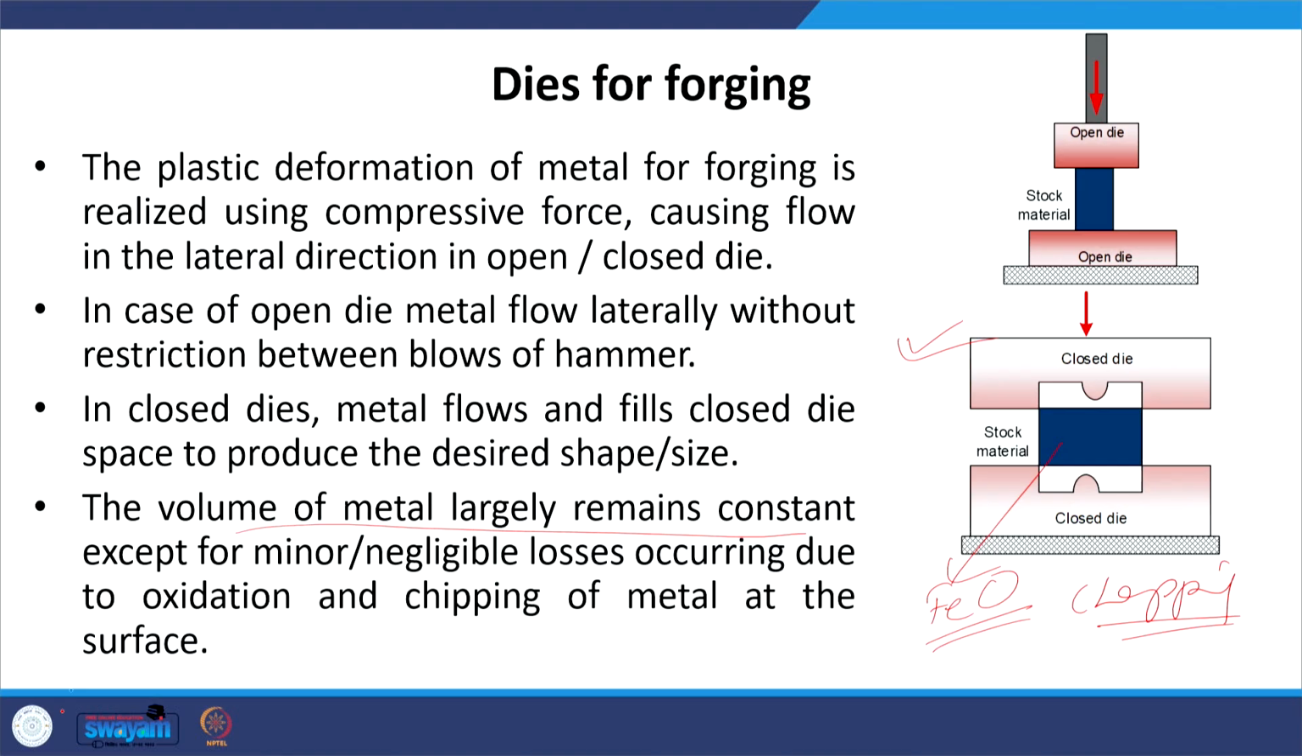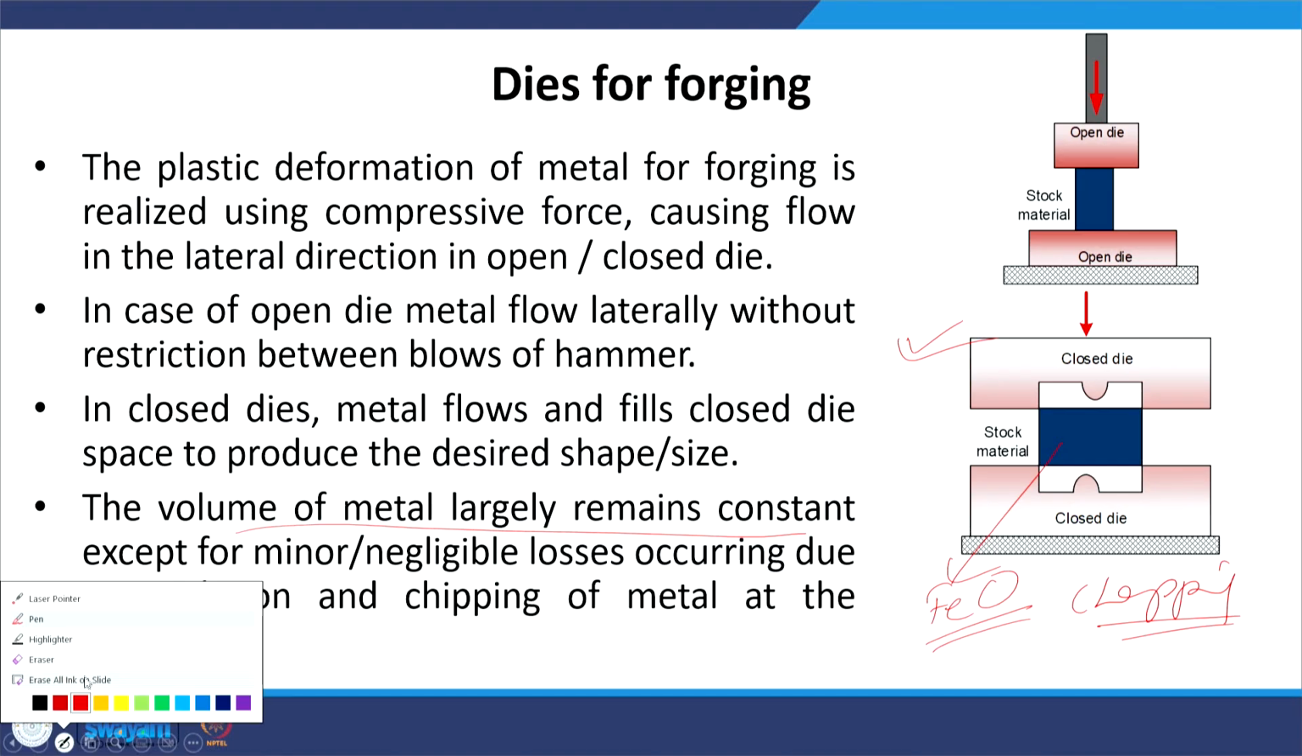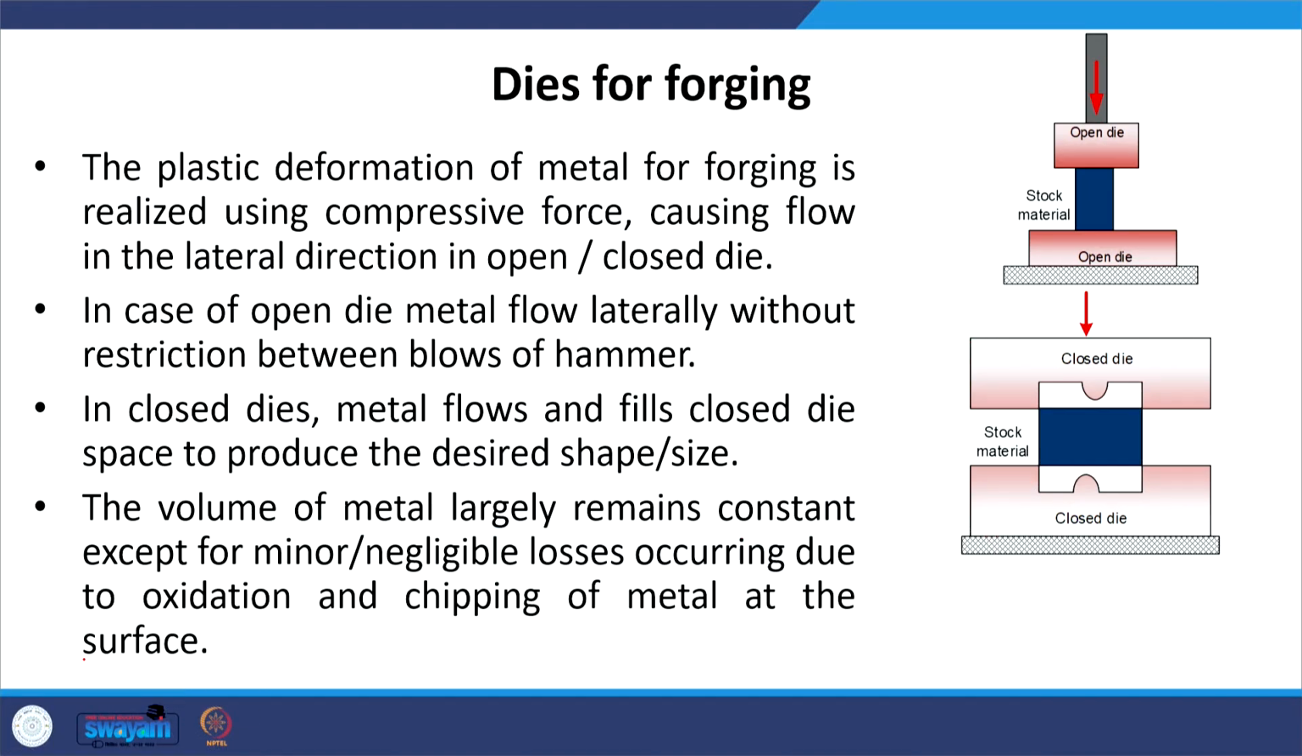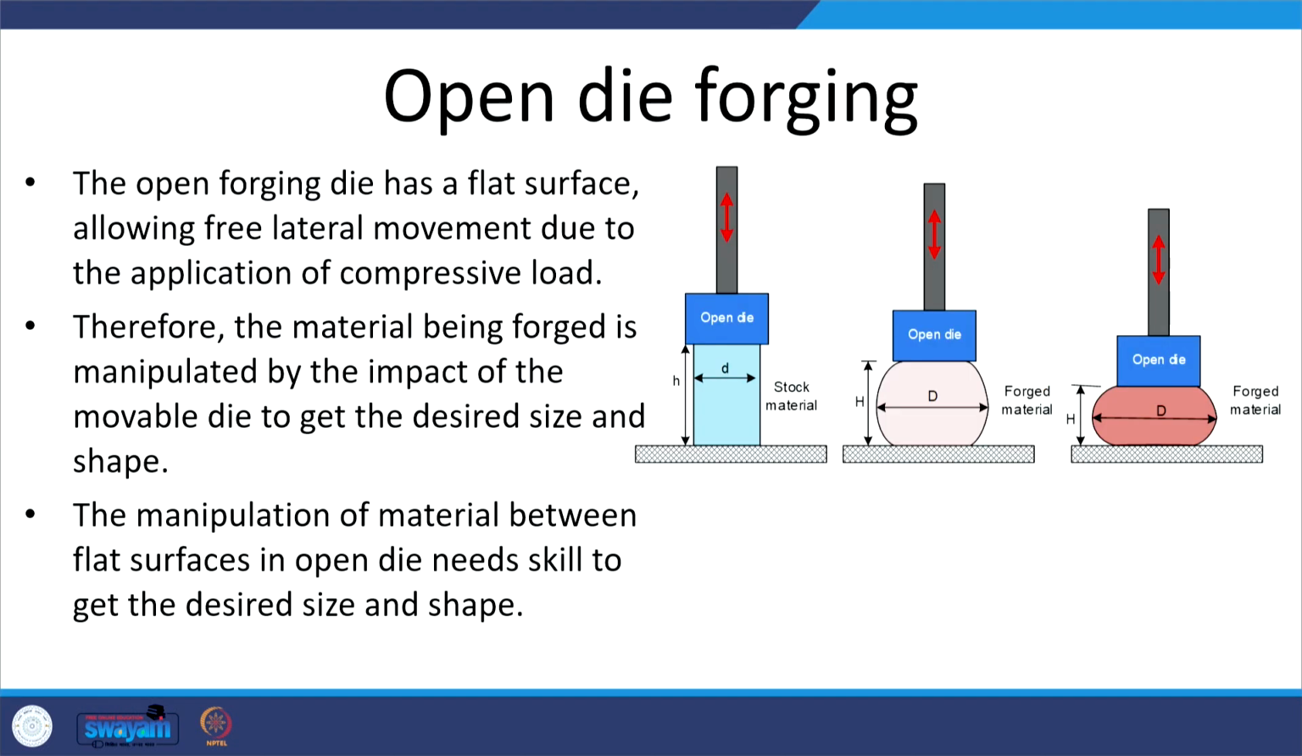So, whatever loss happens during forging primarily occurs due to the oxidation or chipping of the metal, especially under forging conditions when hammers are used, when there is significant possibility of chipping of the material, especially under low temperature conditions. Okay. So, now we will talk a little bit about the open die forging.